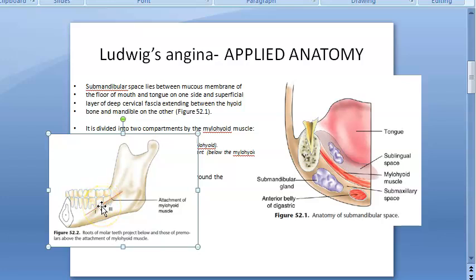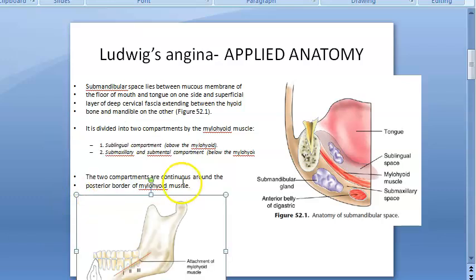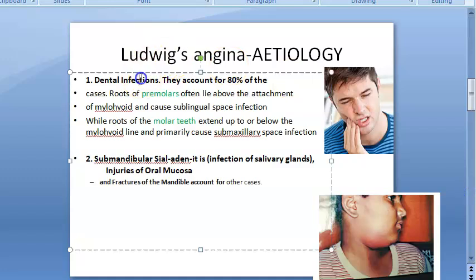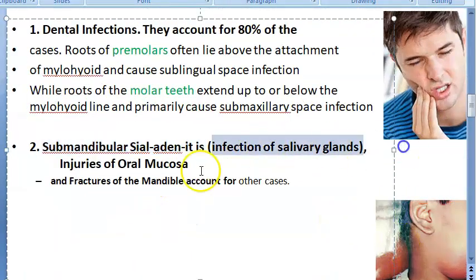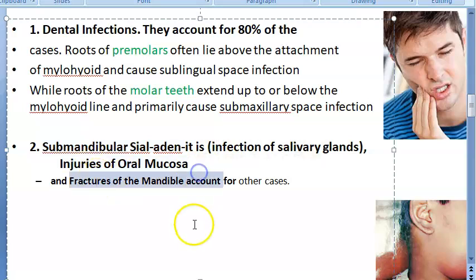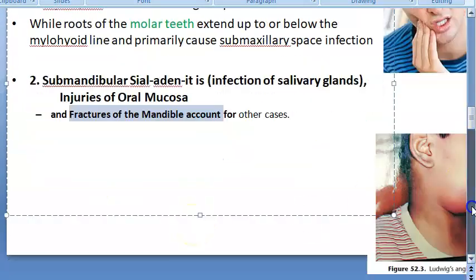The molar roots are going up to or below the mylohyoid muscle insertion. The premolars are not actually going beyond the insertion of the mylohyoid muscle. So, in dental infections, Ludwig's angina can happen, especially because of the premolars, the sublingual space can get affected, and because of the molars, the submaxillary space can get infected. Other causes can be the infection of the salivary glands, that is the submandibular sialadenitis. Say it, guys, submandibular sialadenitis. Then injuries of oral mucosa, fractures of the mandible. All these can cause Ludwig's angina.